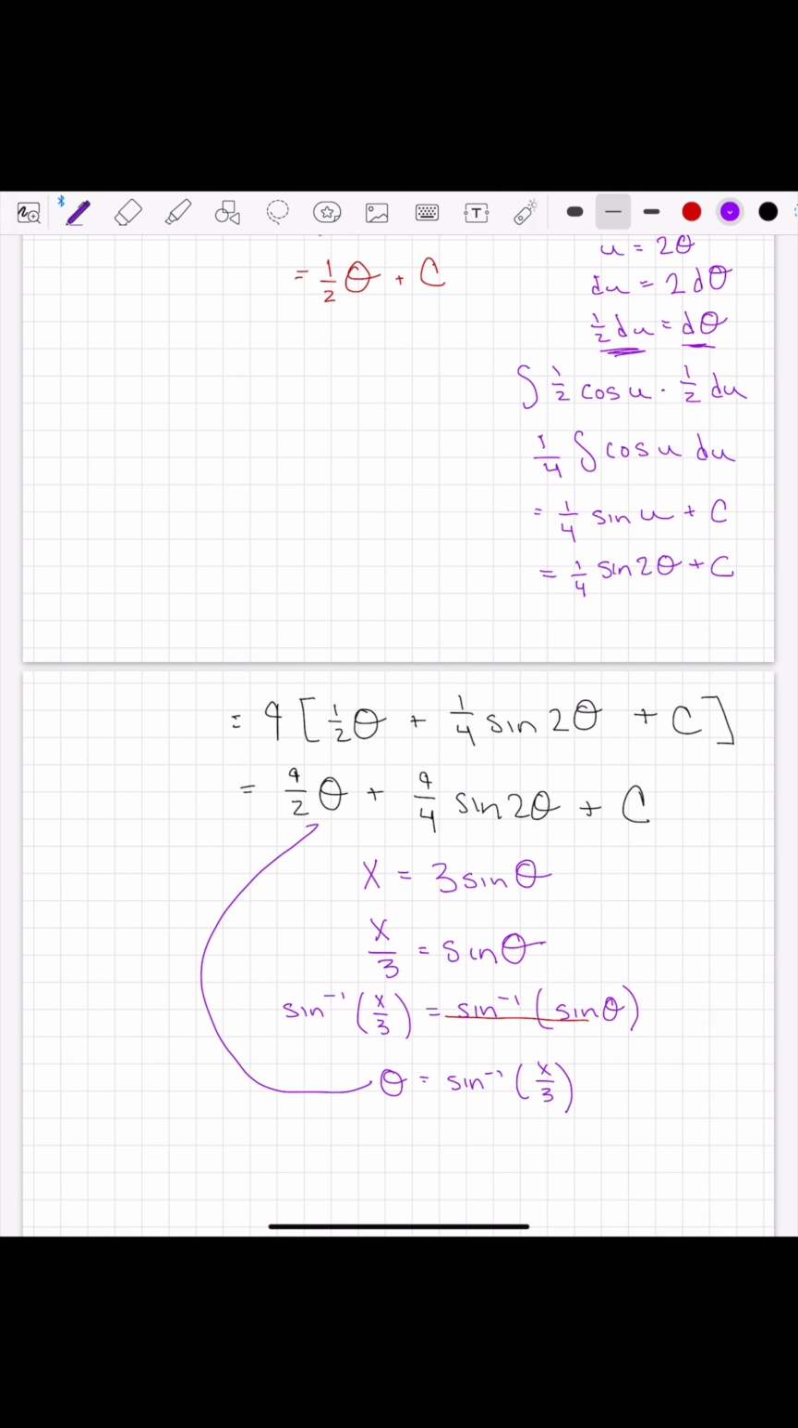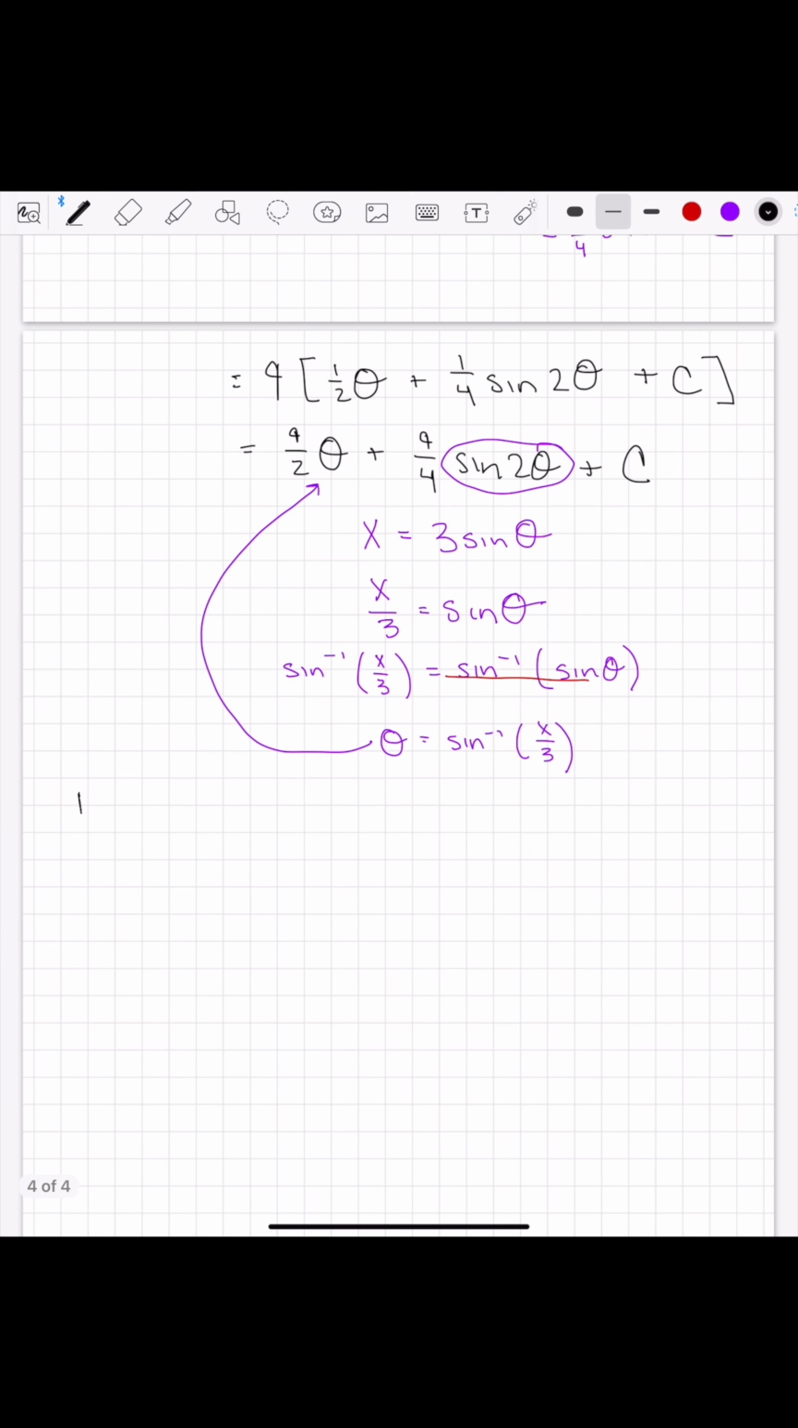So that'll help us. We can plug that into here, but we still don't know what to do with this sine 2 theta. Well, you're going to have to recall another trig identity from pre-calculus that says that sine 2 theta is equal to 2 sine theta cosine theta. And we know that sine theta is equal to x over 3, but what is cosine theta then? Well, that's where SOHCAHTOA is going to come in handy.